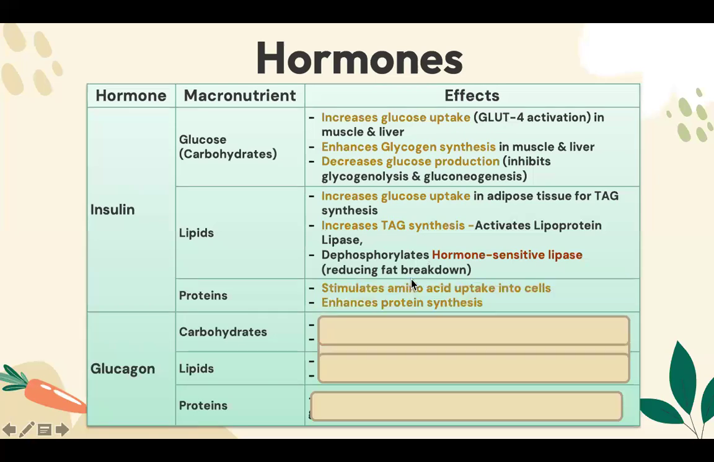Lastly, proteins: you have increased amino acid uptake into the cell. If amino acids go into the cell, they synthesize proteins, so insulin enhances protein synthesis. The next hormone, glucagon, does exactly the opposite of what insulin does. So when we said insulin increases glucose uptake, enhances glycogen synthesis, and decreases glucose production, what do you think glucagon would do? What effect would it have on carbohydrates?